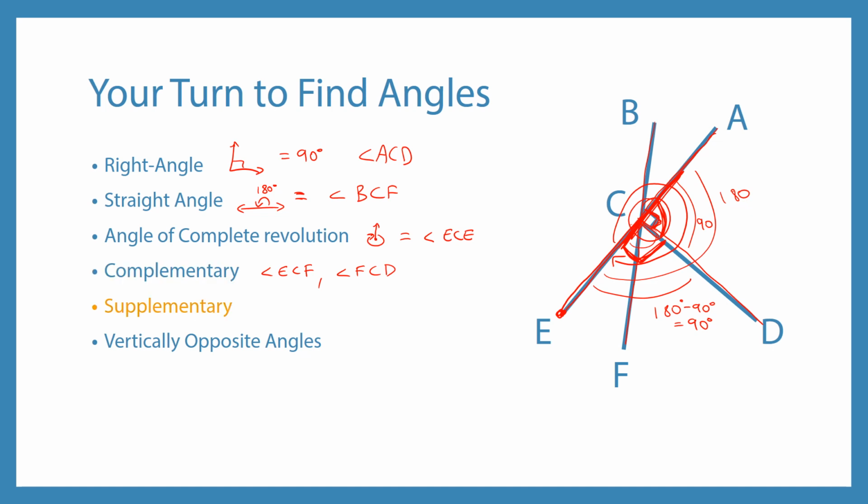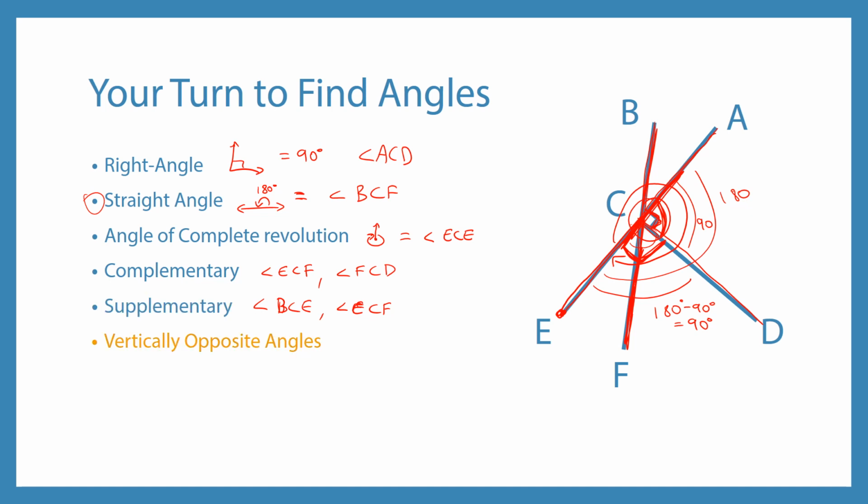Okay, now can you find a pair of supplementary angles? Remember, supplementary angles relate to straight lines. When we have two angles that make up a straight line, or 180 degrees, we have the angle BCF as our straight line, and the two angles on that were angle BCE and angle ECF. So those are our supplementary angles that together added up to give us a straight line, or 180.